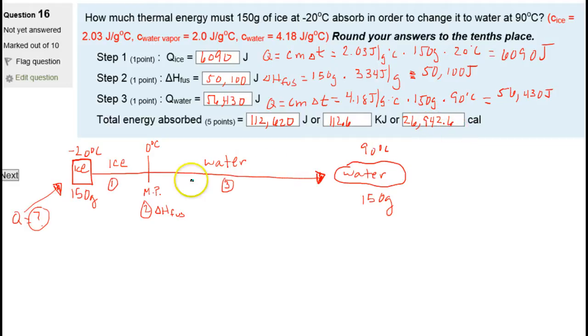Alright, so how much thermal energy will this ice need to absorb as it goes from negative 20 to 90? It looks like it's going to need to absorb this many joules, this many kilojoules, or this many calories of thermal energy. Let's take a look at the next one.